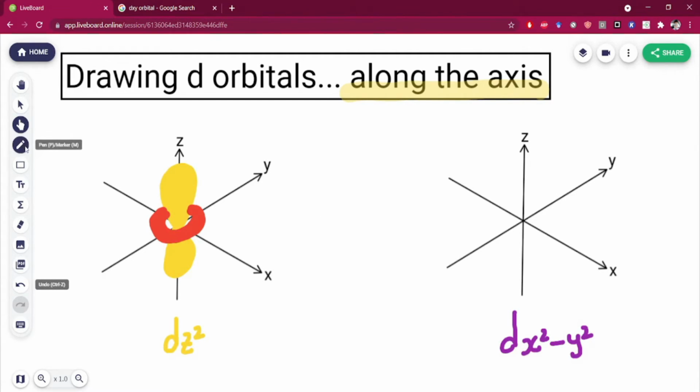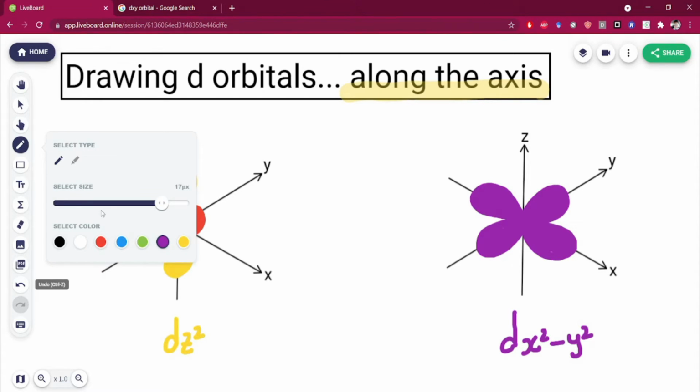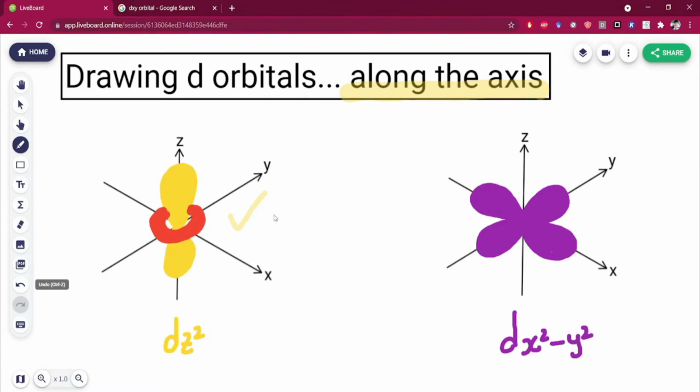And then for the dx squared minus y squared, it will be along the y-axis, and then along the x-axis. It's like a clover leaf shape. So it needs to be on the axis, or along the axis. As you can see here, they are along the axis. So again, you draw the correct shapes: one mark, one mark, one mark, one mark.